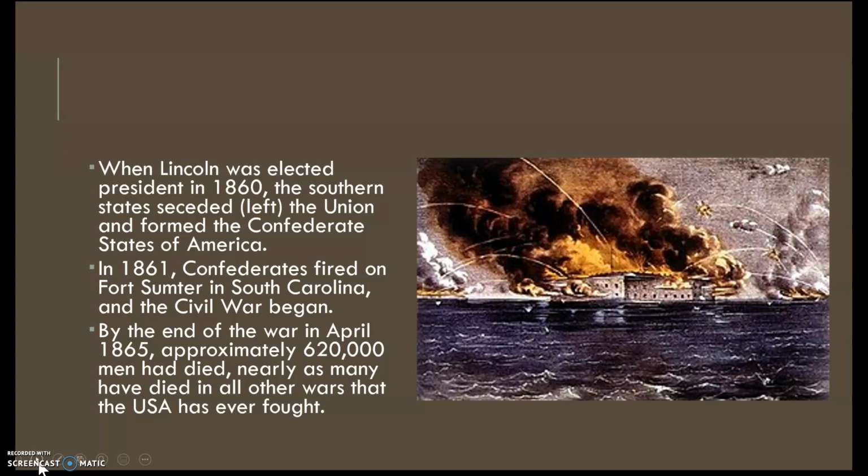However, by the end of the war in April 1865, approximately 620,000 men had died, which is nearly as many people that have died in all other wars the USA has ever fought combined. So more people died in the Civil War than in all of our other wars combined, which, if you think about it, is crazy.